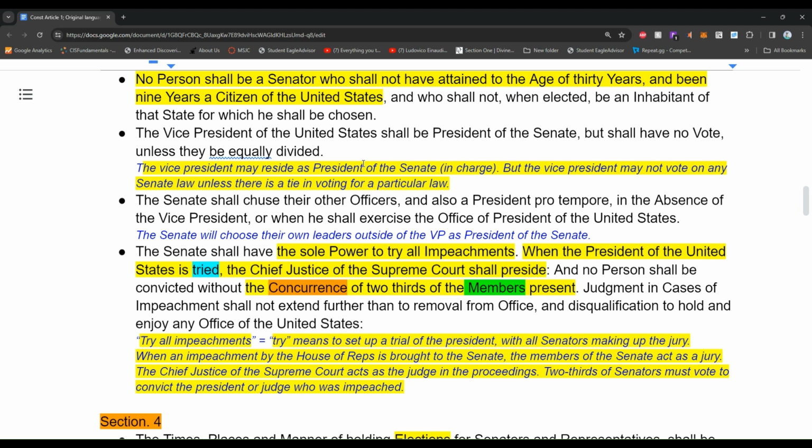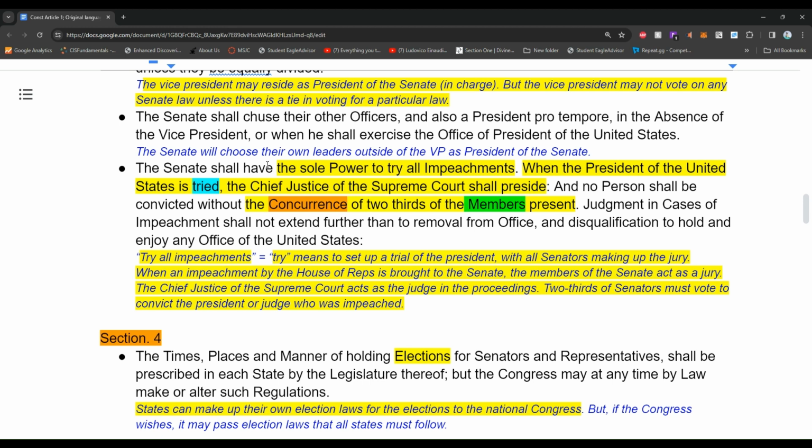Now, sometimes there will be a tie vote when a proposed law is considered in the Senate. And if there is a tie, then the vice president can be the last vote to break the tie. Okay? Otherwise, you never see the vice president in with the Senate. The vice president really only shows up to break a tie.